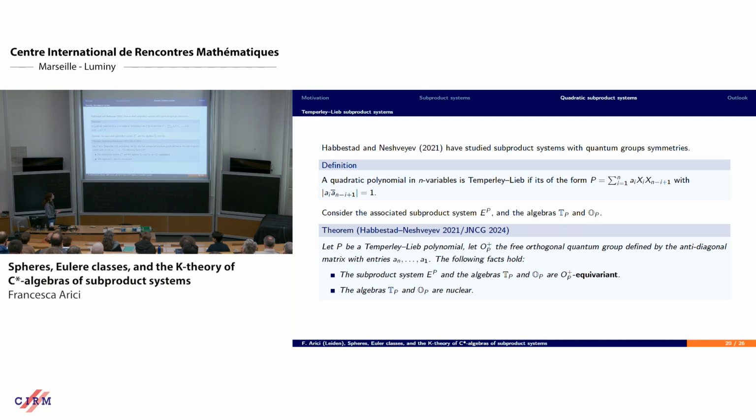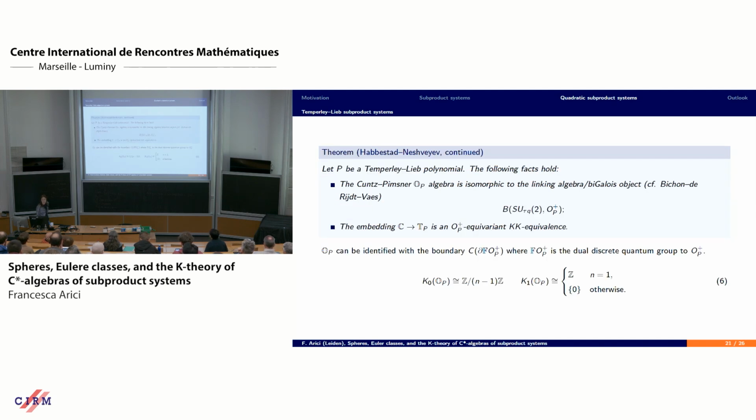And then they considered the subproduct systems associated to this polynomial. And what they proved was that not only, so we had proved that there was an SU(2) equivariance going around, but they proved that there was something more. So there was an action of the free orthogonal quantum group defined by an anti-diagonal matrix with entries the coefficients in the polynomial. And then you got that everything was O_F^+ equivariant. And moreover, they also proved that the algebras are nuclear. And this I put here because I may discuss it in 5 minutes.